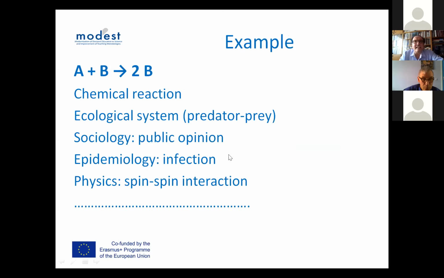I will give you an example. If I write a scheme A plus B gives 2B, it may be a chemical reaction or ecological systems, say predator and prey. Prey is consumed and predator multiplies. In sociology, public opinion: B convinces A that he is right. In epidemiology, somebody who is healthy meets somebody with coronavirus, and now you have two infected people. Physics, spin-spin interaction, and so on.